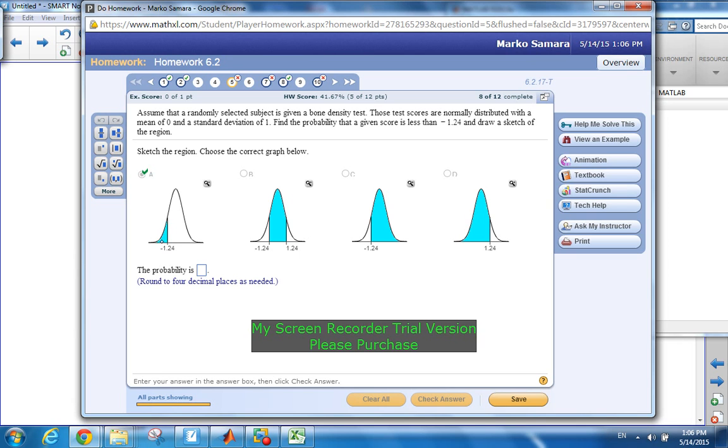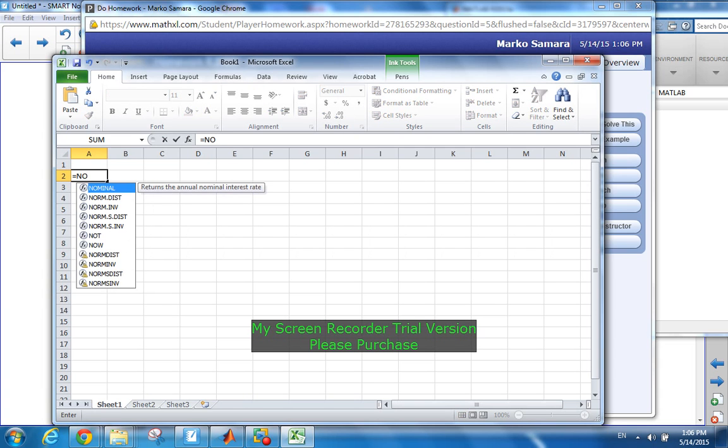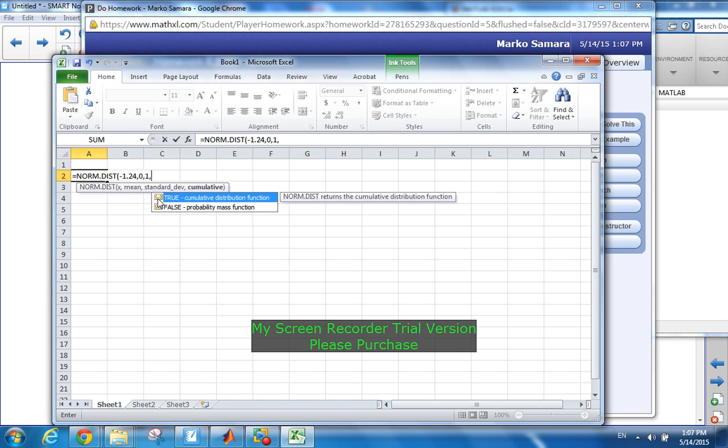So what is the probability of this? Well, we can use Excel to find the cumulative probability up to negative 1.24. We use function norm.dist. So you need to start with equals to tell Excel that's a formula. Norm.dist x is the z-score, in our case negative 1.24. The mean of the normal distribution is 0 because we deal with standard normal distribution, and the standard deviation is 1, again because it's a standard normal distribution.